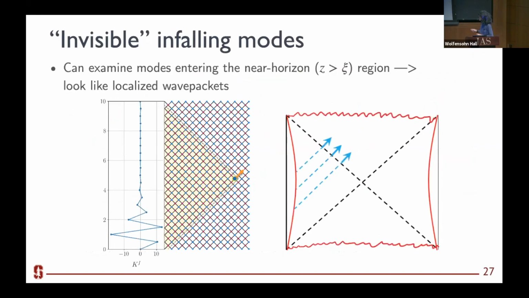So next, you can examine the different modes that are falling into the horizon. And it turns out, if you look at the kernels for a particular bulk fermion at a particular point, they look like localized wave packets. So you can very literally think of them as modes falling into your horizon.